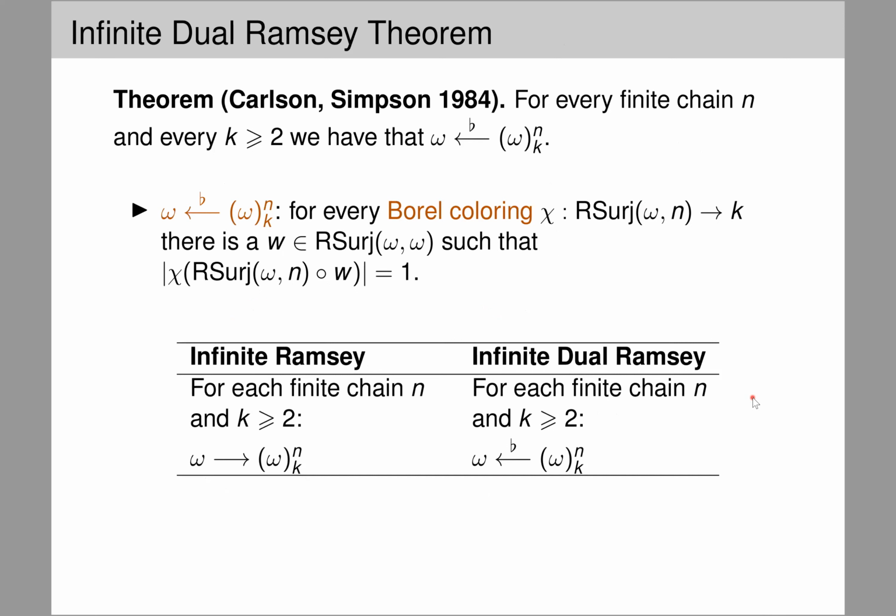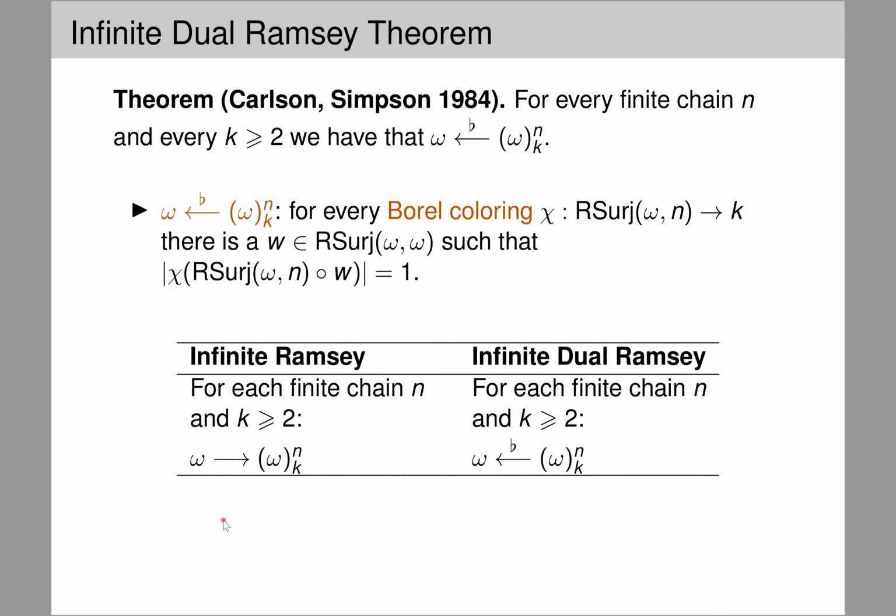Okay, as for the infinite dual Ramsey theorem, there is a very deep result by Carlson and Simpson from 1994, which reads as follows. For every finite chain N and every number of colors K, we have that omega, the chain 0, 1, 2, 3, and so on, is dual Ramsey for omega, N and K, but this flat symbol here denotes that we have to consider Borel colorings. So for every Borel coloring of rigid surjections of omega into N, there is a rigid surjection such that this set is monochromatic.